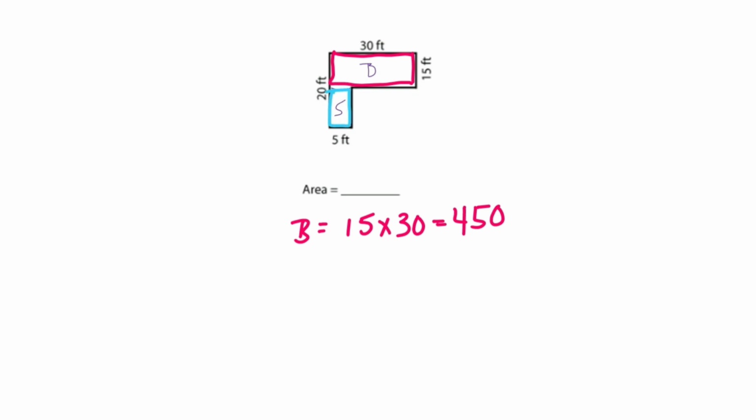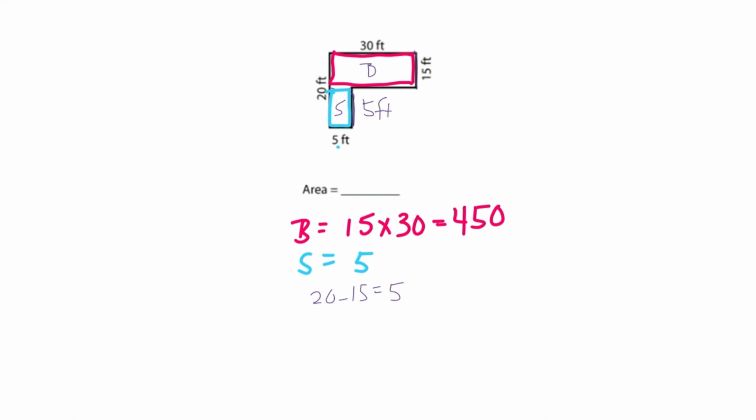So let's look at the smaller rectangle, which would be this one. We know in the smaller one our width is equal to 5, but we need to determine the length, this part here. The whole length of this figure is 20, and up here it tells us this distance is 15. So if we subtract 20 minus 15, we know that that small section is 5 feet.